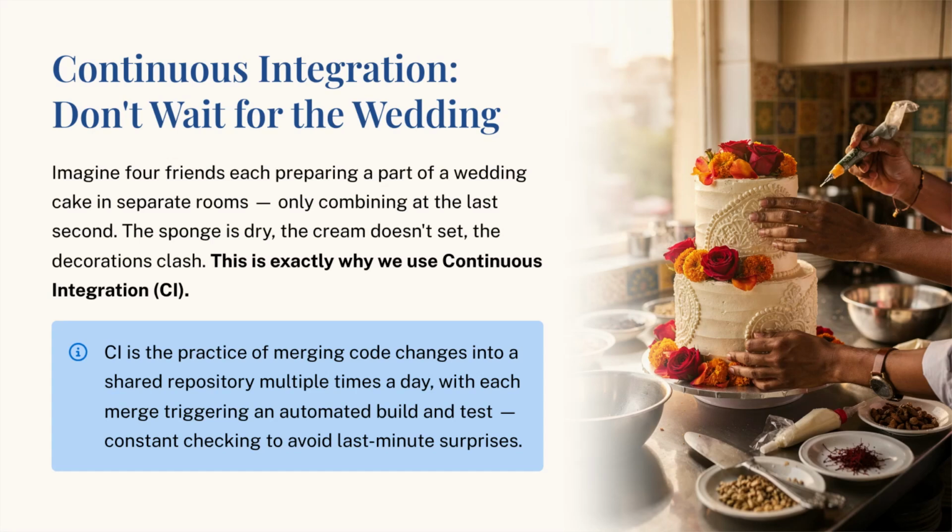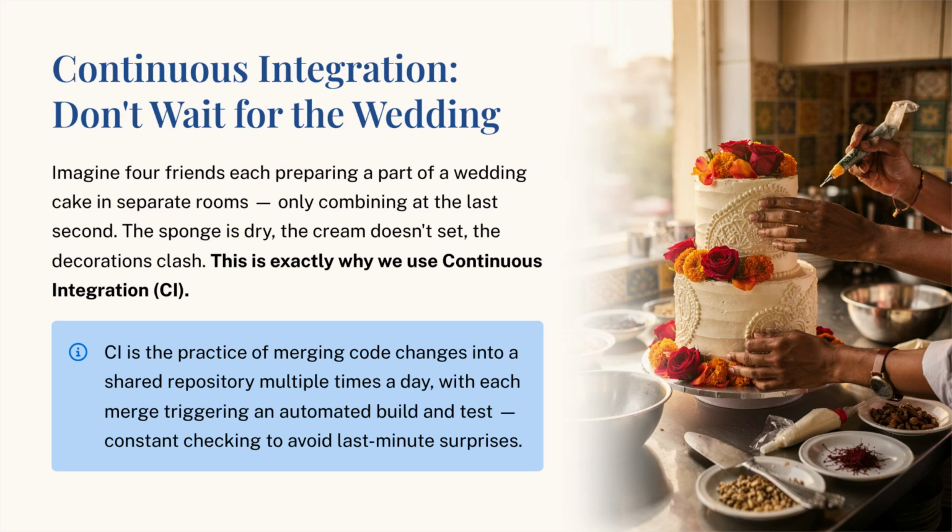Imagine you and three friends are tasked with preparing a massive wedding cake in a kitchen in Delhi. You are responsible for the sponge, your friend is doing the cream, and the other is handling the decorations. If you all work in separate rooms, adding your own secret ingredients, and only bring your parts together at the very last second when the bride is waiting at the altar, you are setting yourself up for a disaster.